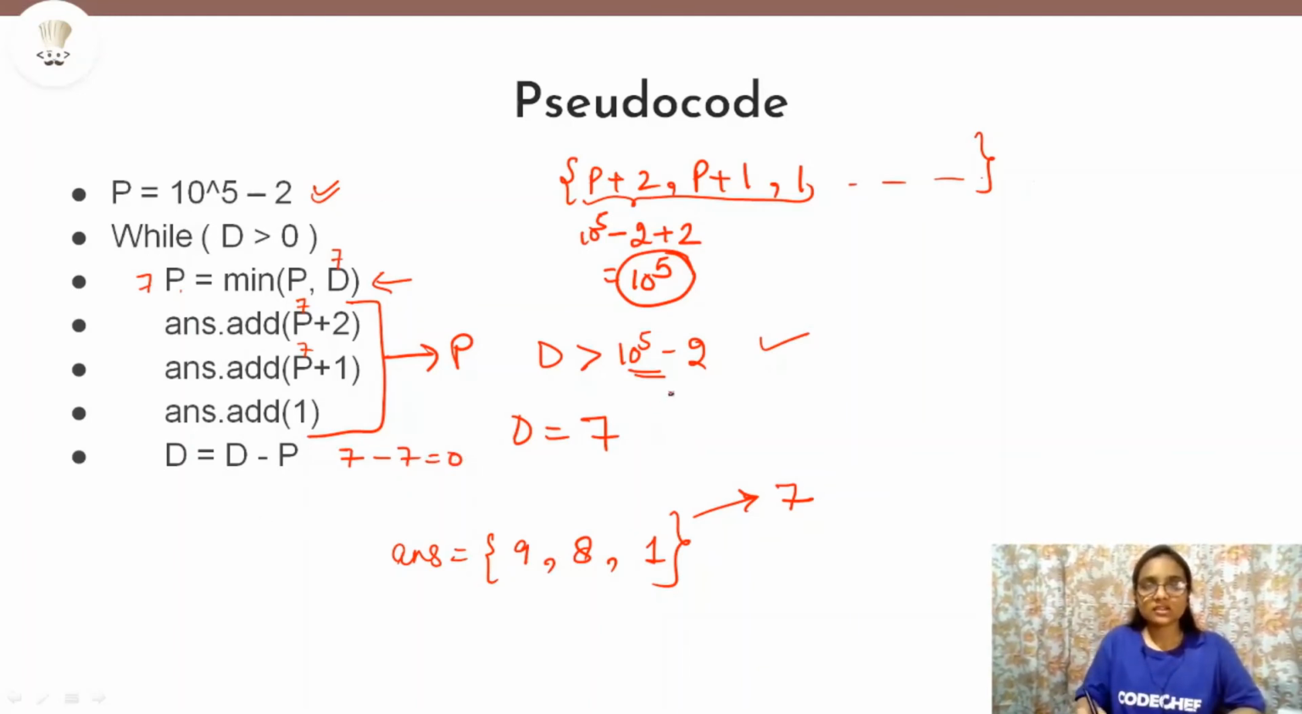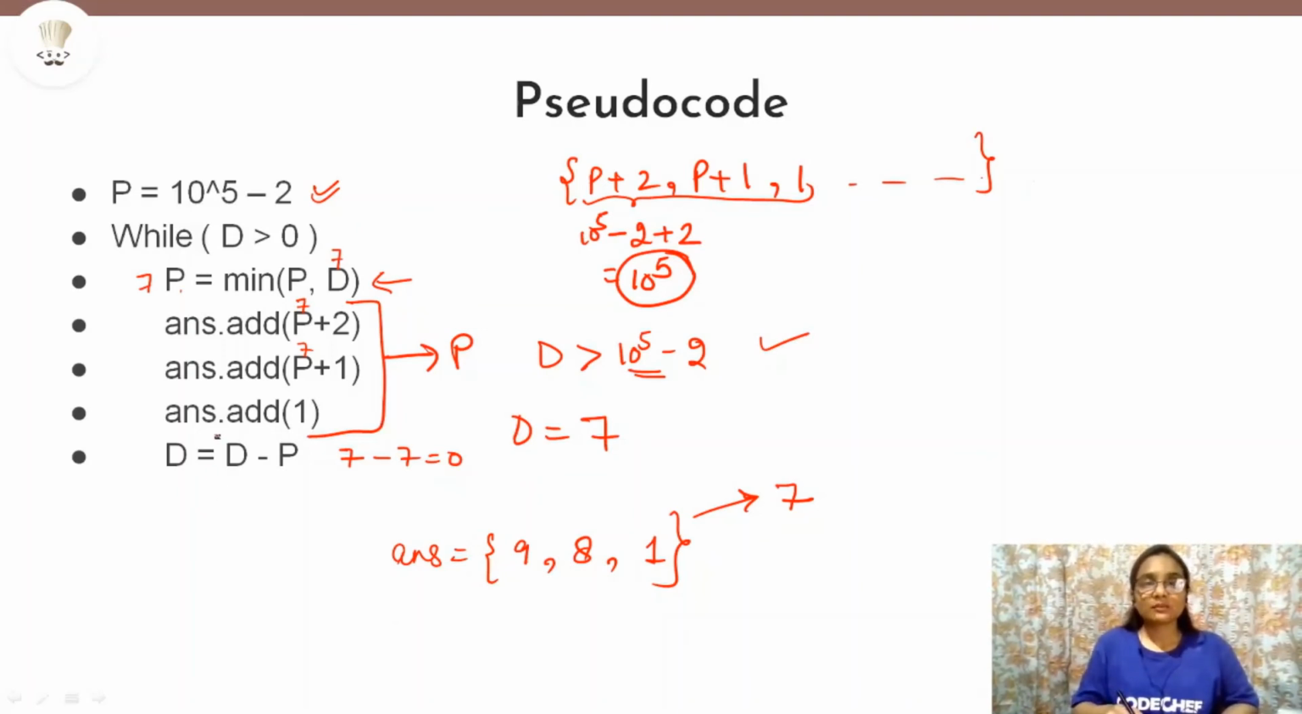But in case your d was greater than 10 to the power 5 minus 2, then it is not going to come out of the loop, but it will keep on calculating like this until it reaches the remainder. And for the remainder also we are going to add this segment into our sequence and then form our answer.